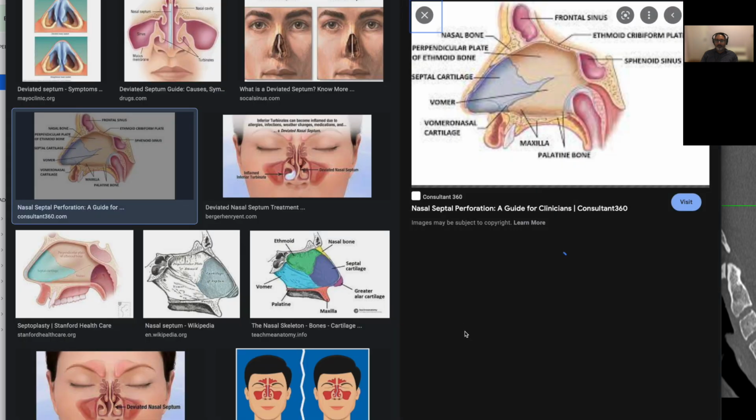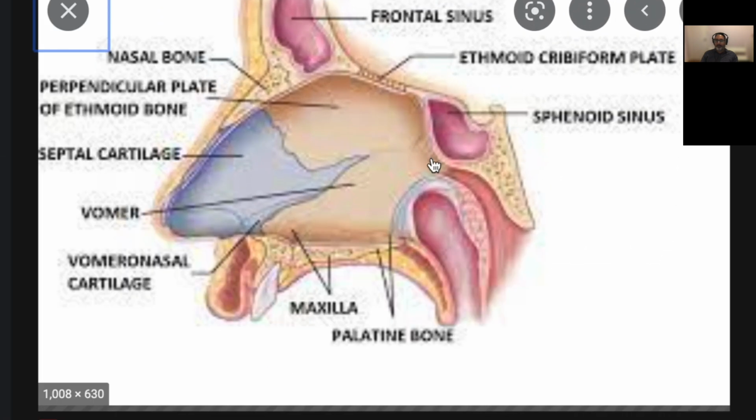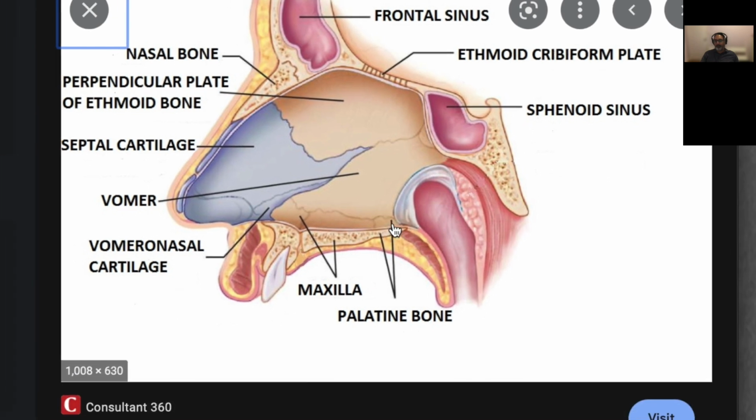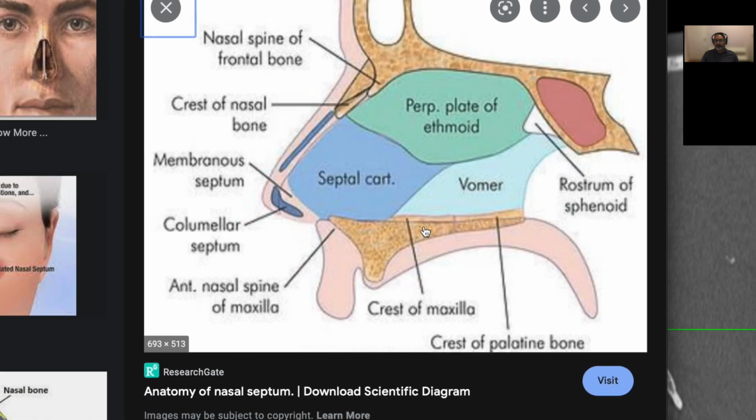Schematic diagram, this is a good one. So that's the nasal septum. And yep, so that's pretty clear. So you see, that is the vomer, as it says. And that's the perpendicular plate of the ethmoid bone. Maybe I should have remembered that. So the inferior part of the nasal septum is made by the vomer, and that is the ethmoid bone. And there's a cribriform plate, and there's the maxilla, and just right at the end of the maxilla is the palatine bone. Let's look at this one also. Same thing. That's cartilage, that's the ethmoid bone, that's the vomer, and then that's the maxilla, and that's the palatine bone.